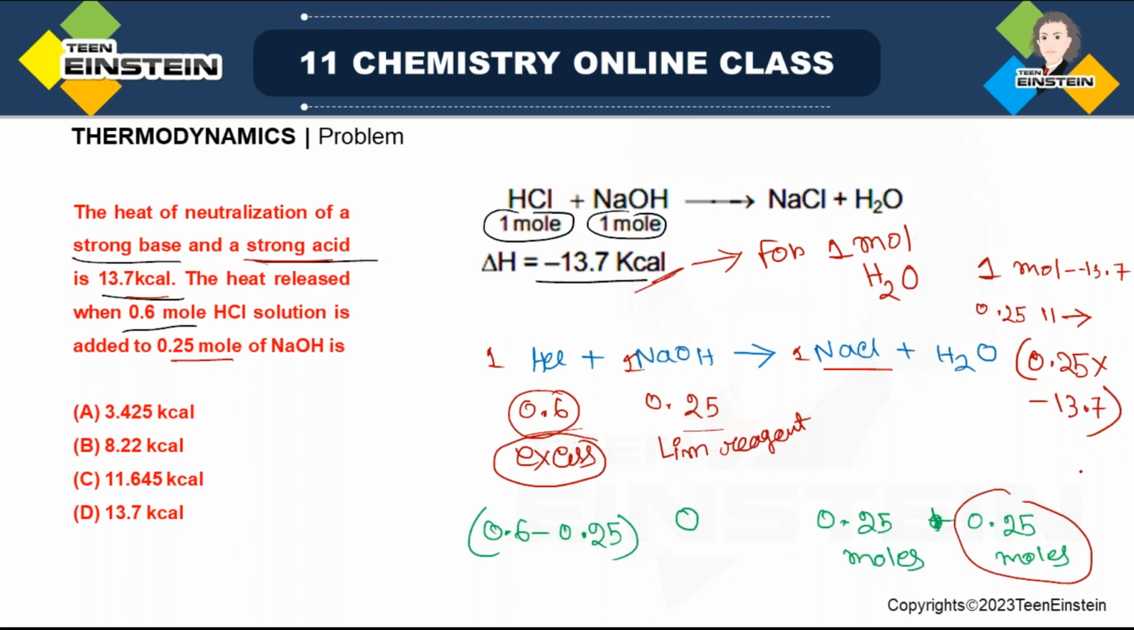0.25 means what? 1/4 of 13.7, right? So it will be around 3 point something. 1/4 of 13.7 is 3 point something. So see, even without doing the calculation, understand this should be the correct option, 3.425. Okay.